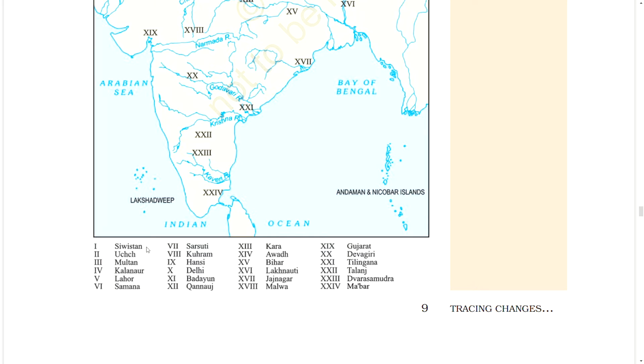1. Sivistan, 2. Uch, 3. Multan, 4. Kuhram, 5. Lahore, 6. Samana, 7. Sarsuti, 8. Hansi, 9. Delhi, 10. Badayun, 11. Kanauj, 12. Kara, 13. Awadh, 14. Bihar, 15. Lakhnauti, 16. Jajnagar, 17. Malwa, 18. Gujarat, 19. Devagiri, 20. Telangana, 21. Talanj, 22. Dvarasamudra, 23. Mabar.